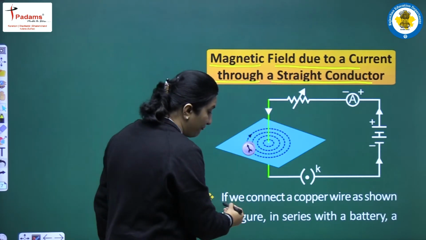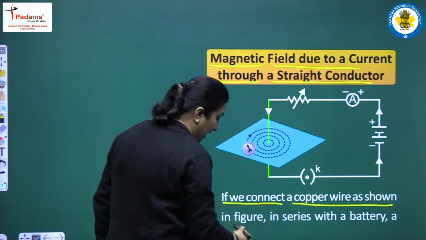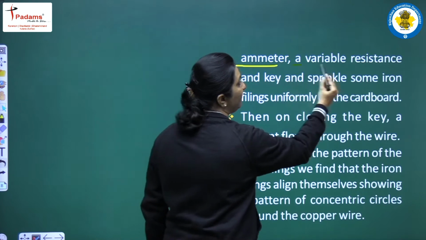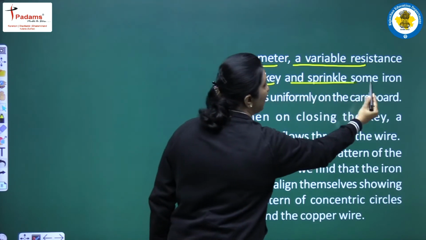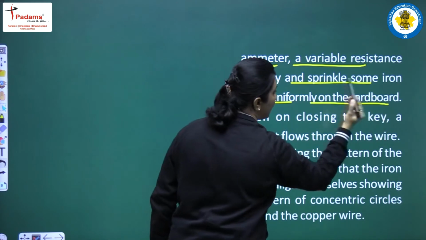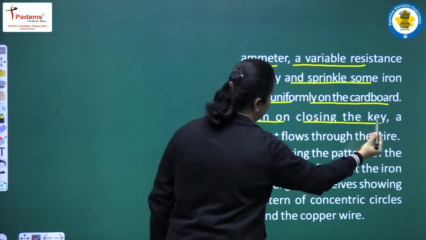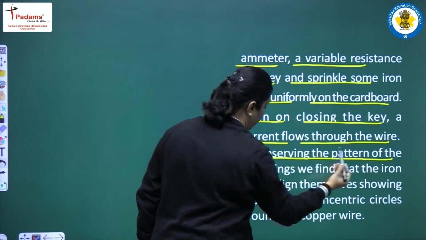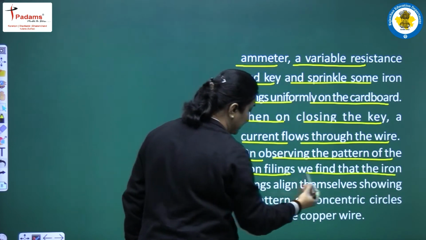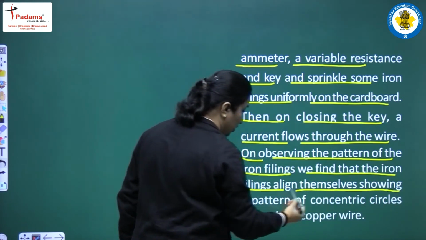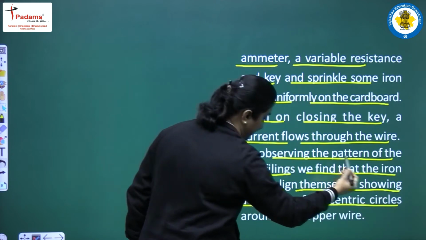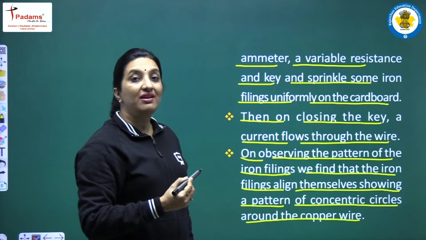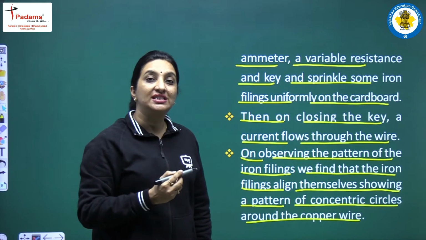So here, students, if we connect a copper wire as shown in the figure in series with a battery, an ammeter, a variable resistance and a key, and sprinkle some iron filings uniformly on the cardboard, then on closing the key, a current flows through the wire. On observing the pattern of iron filings, we find that they align themselves in a pattern of concentric circles around the copper wire. So the iron filings arrange themselves in concentric circles.